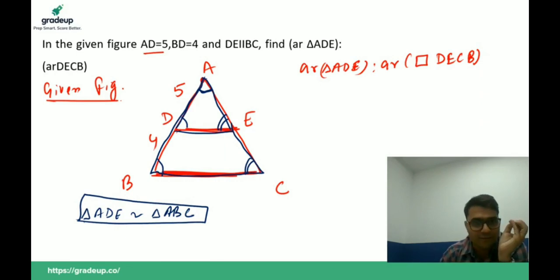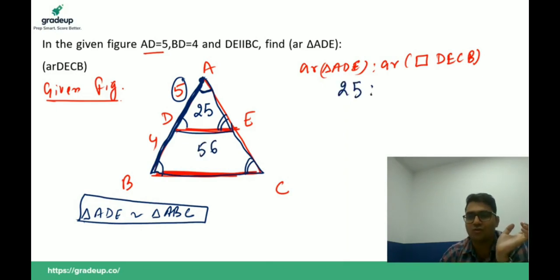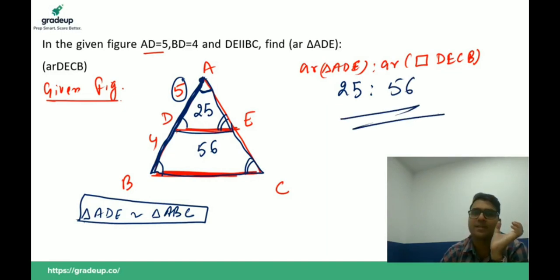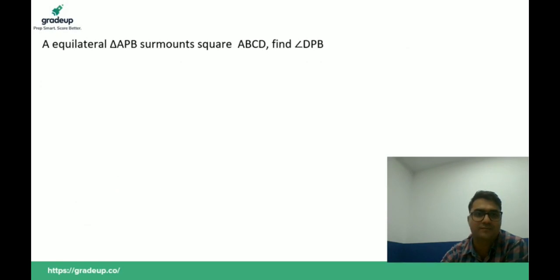If the side of this triangle is 5, then the area must be 25. If the side of this triangle is 9, then the area must be 81. Then this should be 56. So the ratio between this is 25:56. Because side is a one-dimensional figure and area is a two-dimensional figure. If you want to go from one dimension to two dimensions, you have to square. It is very simple. All right, now let's move to the next question.